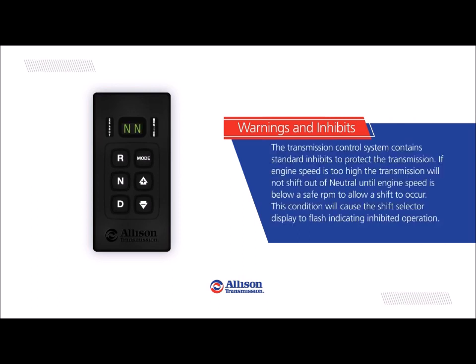The transmission control system contains standard inhibits to protect the transmission. If engine speed is too high, the transmission will not shift out of neutral until engine speed is below a safe RPM to allow a shift to occur. This condition will cause the shift selector display to flash, indicating inhibited operation.